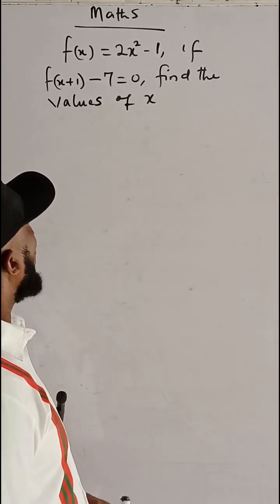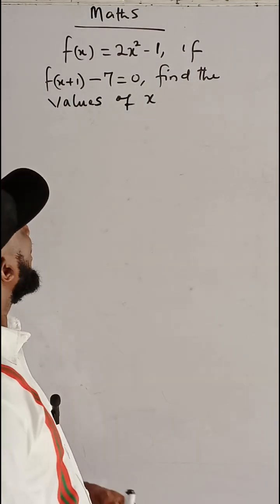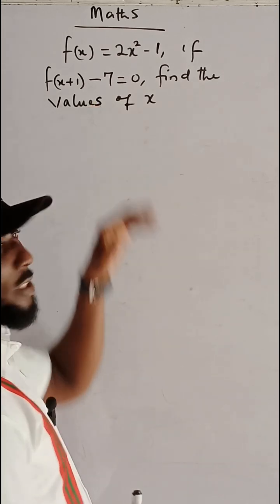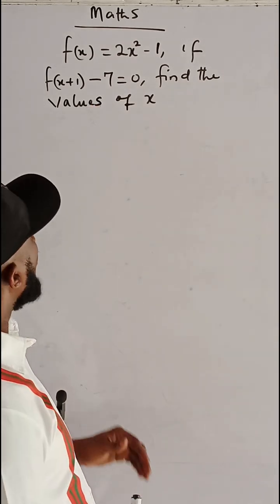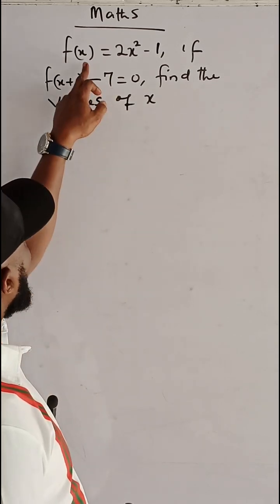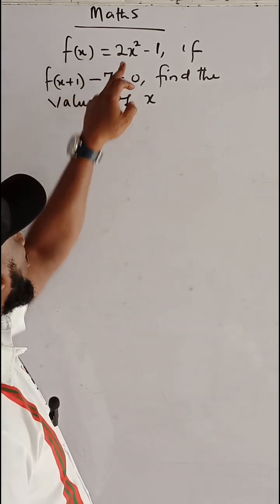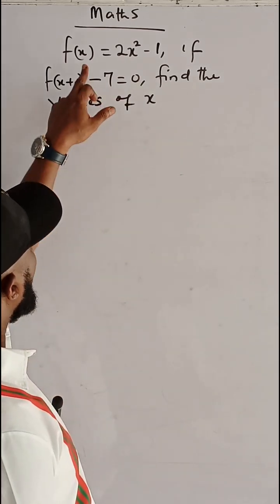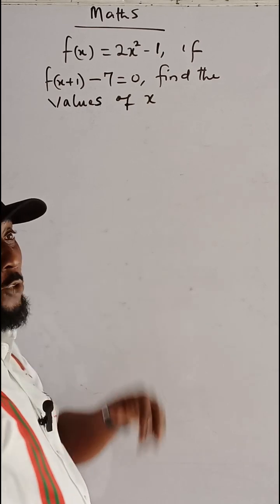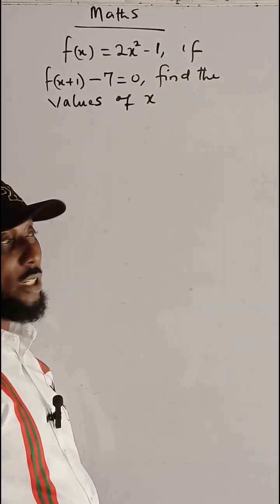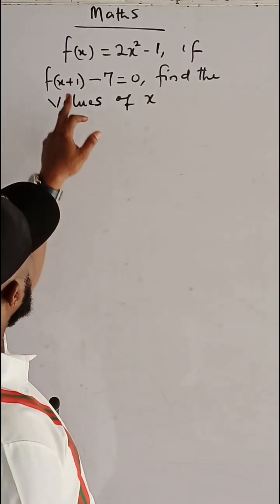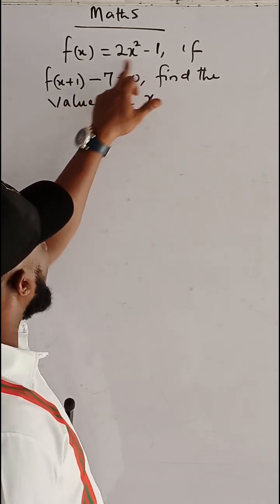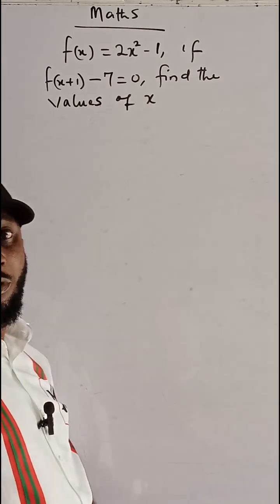We are given that f of x is equal to 2x squared minus 1, and we have to find the values of x if f of x plus 1 minus 7 is equal to 0. As you know about functional equations, x is the argument or the input, and 2x squared minus 1 is the output. It means that if we feed x into this machine, we generate 2x squared minus 1 as the output. The question is this: if we feed in x plus 1 into this machine, the output it will generate, if we subtract 7, is equal to 0.